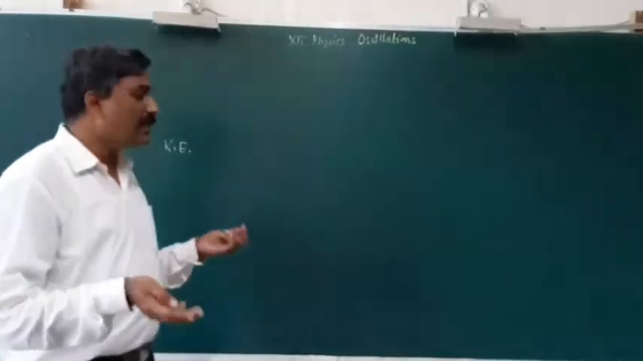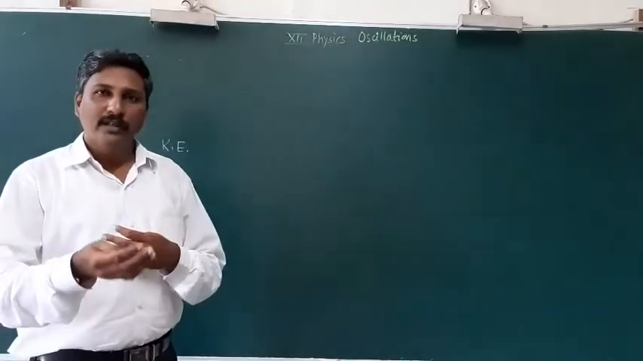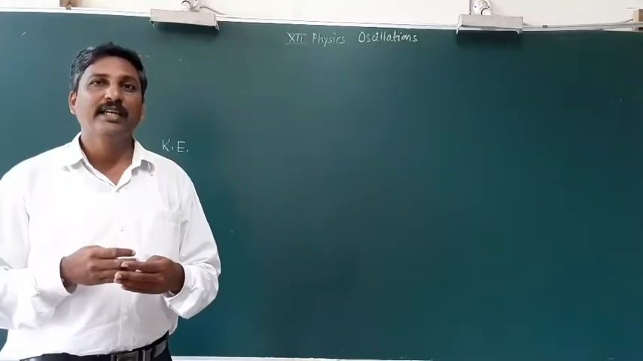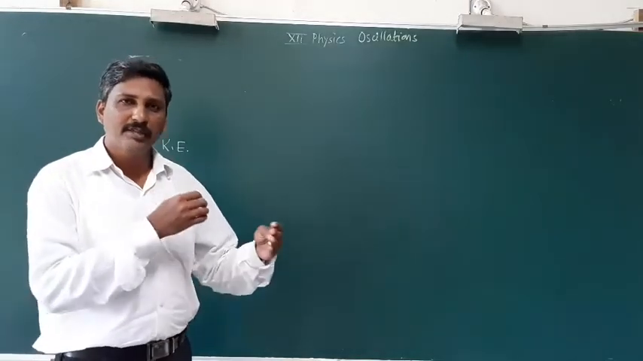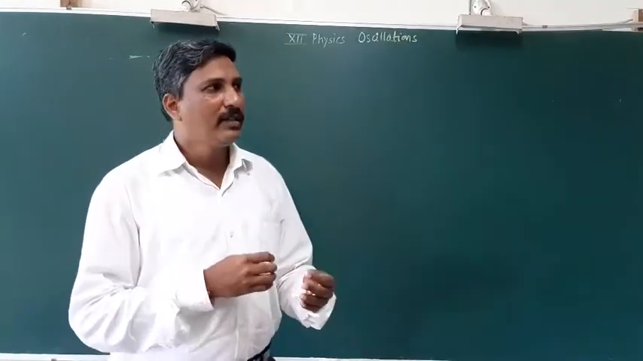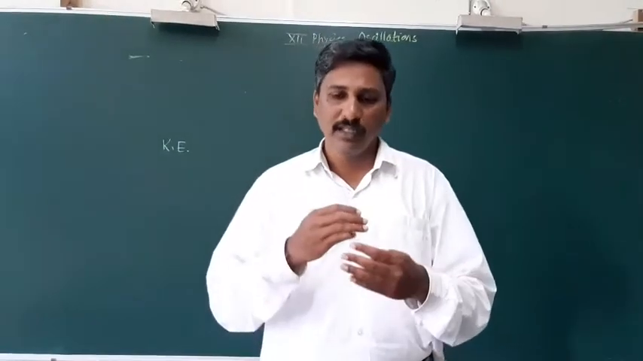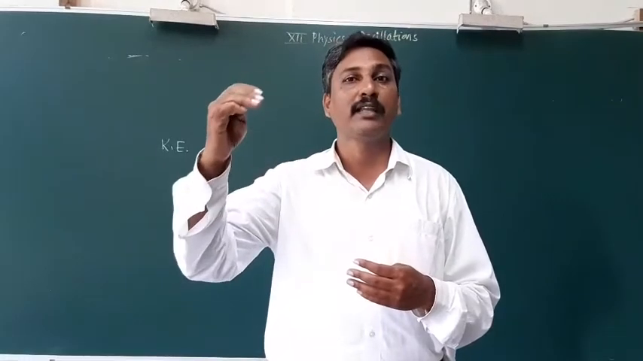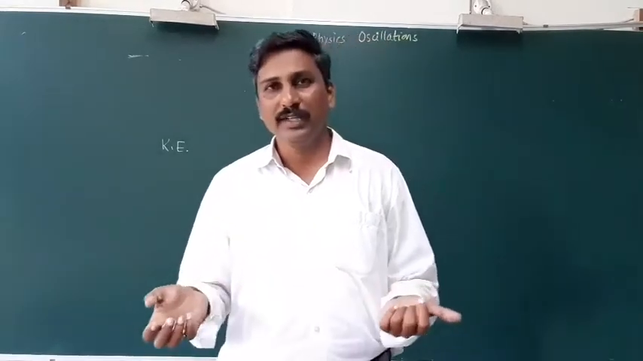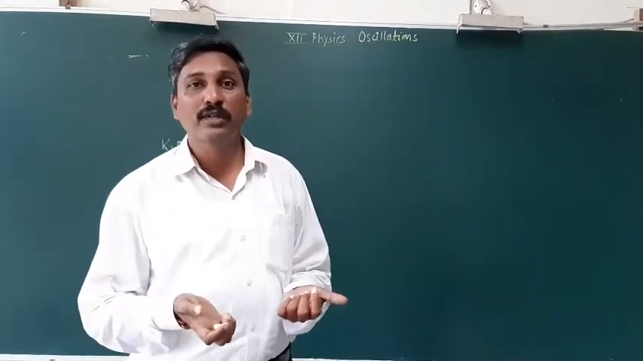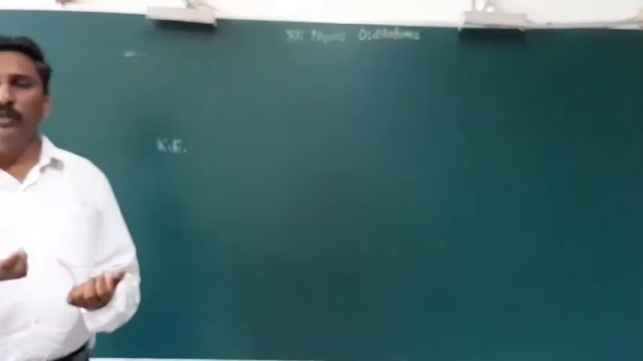If the energies are different, then where is the kinetic energy maximum? Again the question arises, where is the kinetic energy minimum? If the kinetic energy is minimum at a particular place, then it is very simple: the potential energy will be greater at that place, because energy is not created, energy is constant. Energy is converted from one form to another form. If the kinetic energy is less, obviously the potential energy is greater.